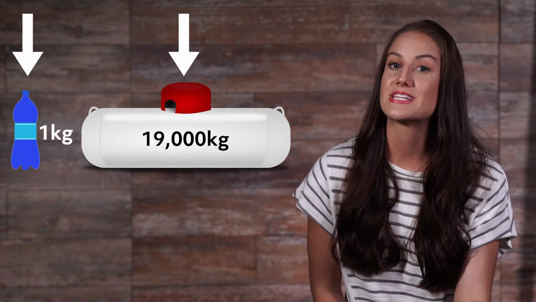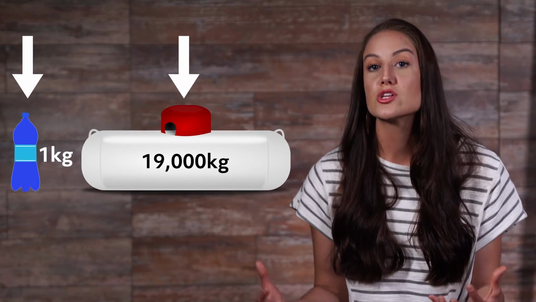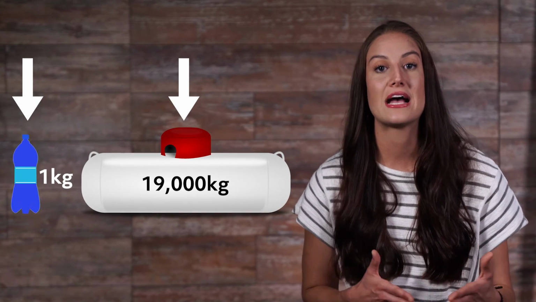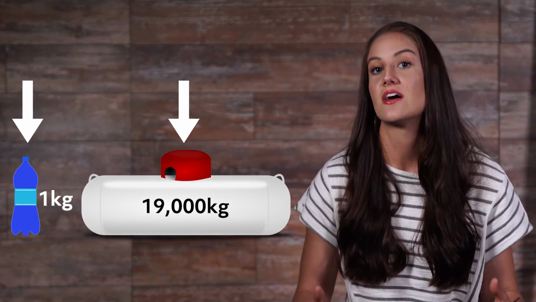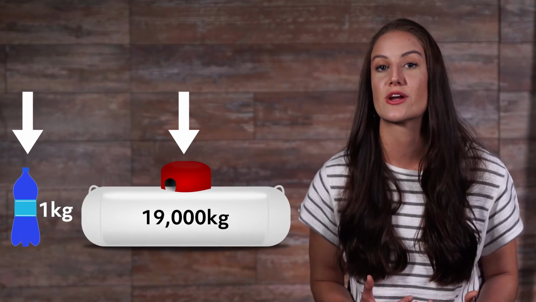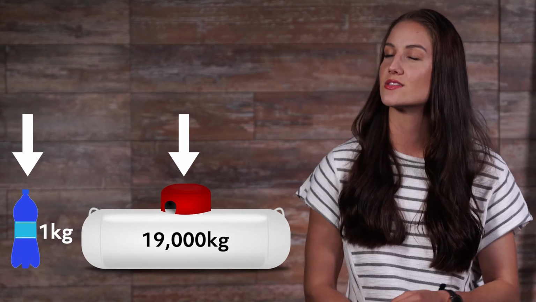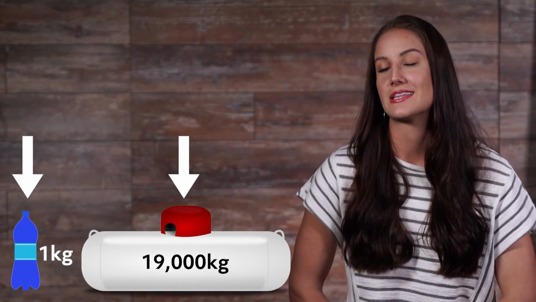So even though the water tank encounters way more force than the water bottle, it also has way more mass than the water bottle. The force to mass ratio is the same for each. The greater mass of the water tank demands the greater force so that it can maintain the same acceleration as the water bottle. And that is why they both reach the ground at the same time.